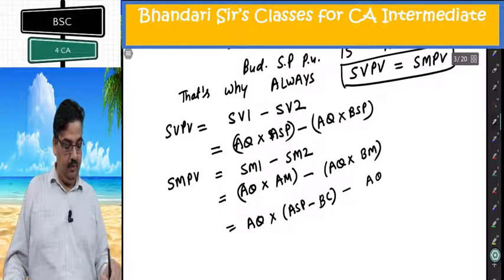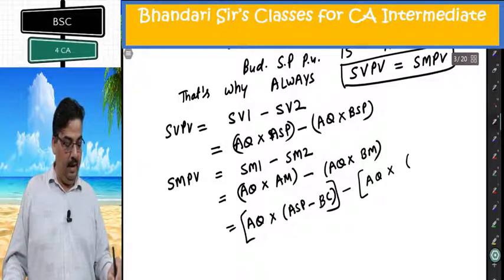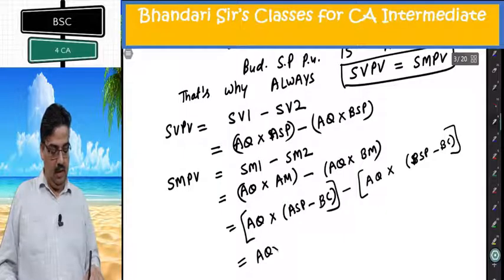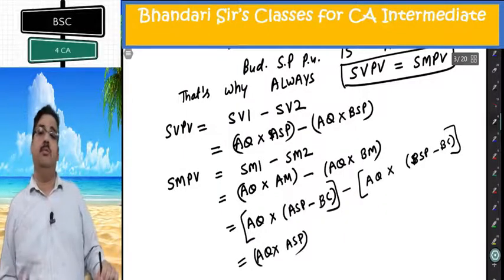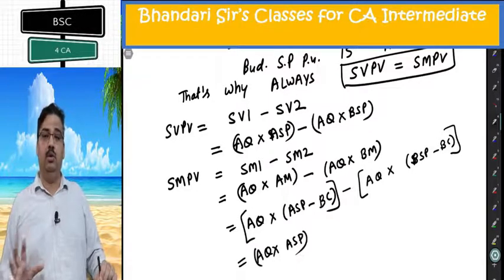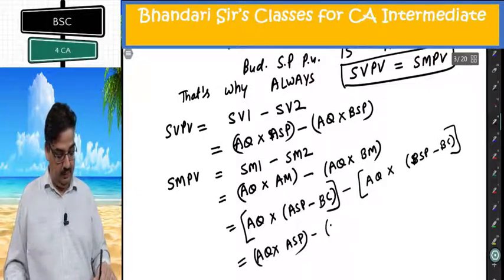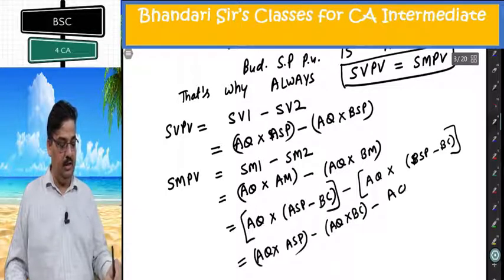Minus actual quantity multiplied by budgeted selling price minus budgeted cost per unit, obviously. Open the brackets. Actual quantity into actual selling price. Some people will be bored with the maths. Ignore it. If you are bored, ignore it. Those who want to get the details, I am doing it for them. Minus actual quantity into budgeted cost minus actual quantity into budgeted selling price.